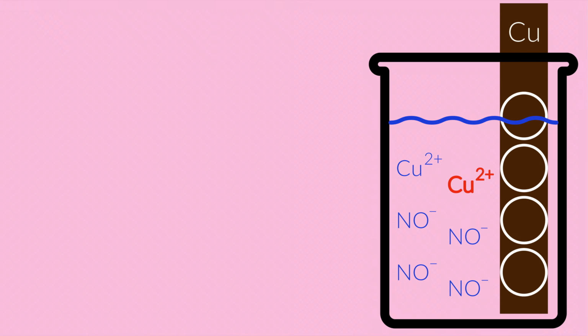Now, let's focus on a copper ion in the solution inside the second half cell. The copper electrode is surrounded by a solution containing copper ions.